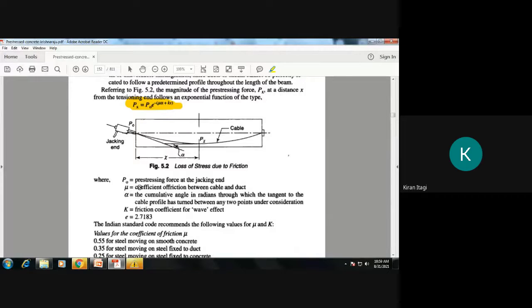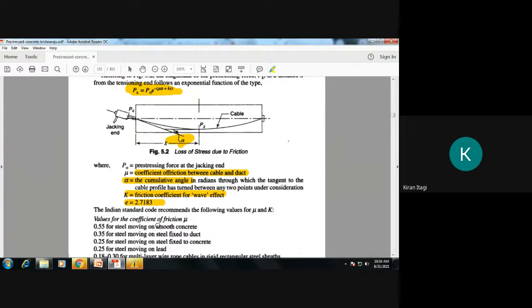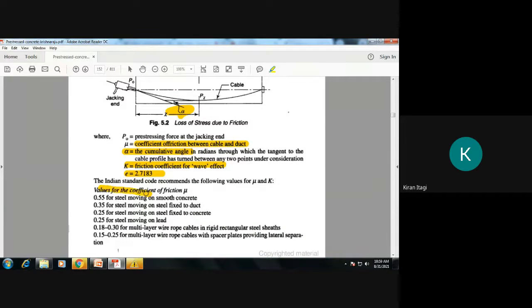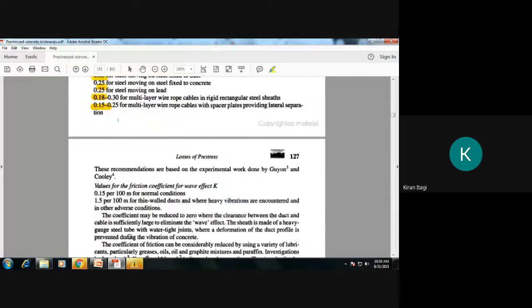Just remember, mu is nothing but the coefficient of friction, which we already learned. Alpha is the cumulative angle. K is the friction coefficient for the wave. e is the exponential. And the values of mu he will directly give in the question, so no need to remember.